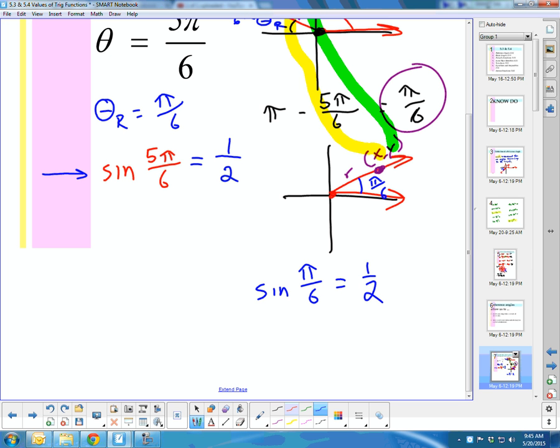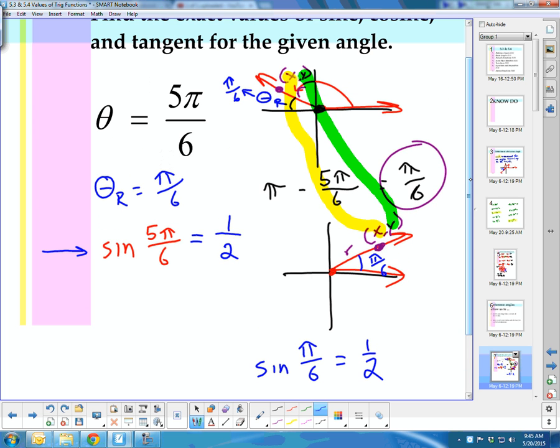Sine function is defined as y over r. For pi over 6, y is 1, r is 2. Because of the reflection over the y-axis to 5 pi over 6, up here, we get the same values. So that's how we could calculate sine of 5 pi over 6, by using a reference angle and knowledge of our common values. Let me clean this up a little bit, and we'll do the same thing for cosine.